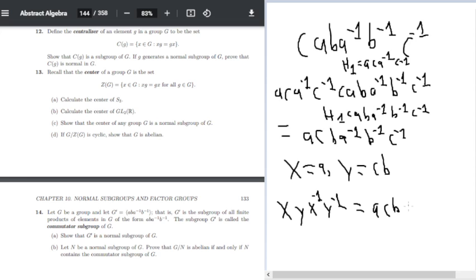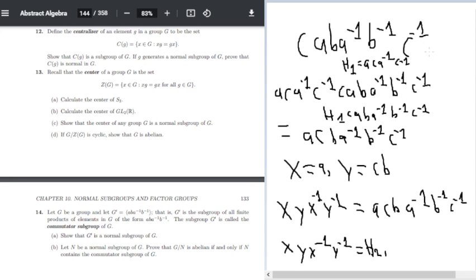Well, let me think. A, C, B, A to the negative 1. And then because we swapped the order of these, B to the negative 1, C to the negative 1. So if we have X, Y, if we call X, Y, X to the negative 1, Y to the negative 1, we call that H2.